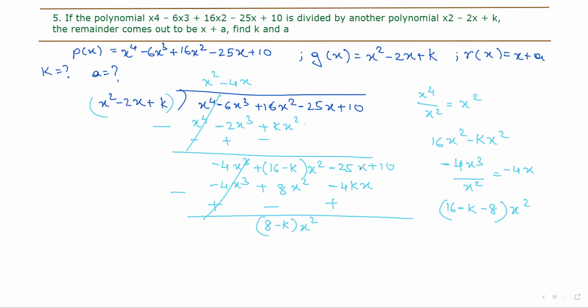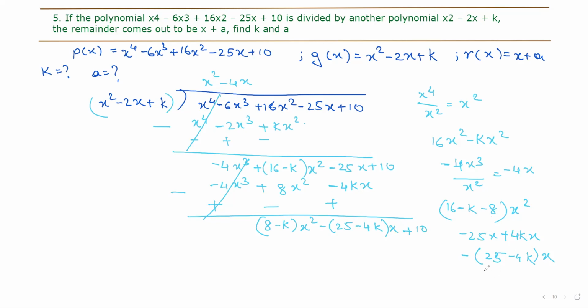Next, minus 25x plus 4kx. So this is, taking minus common, minus 25 minus 4k into x. The given value was minus 25x plus 4kx. You took the minus sign common and wrote x over here. So you're left with 25 minus 4k, which we have written over here, plus 10.